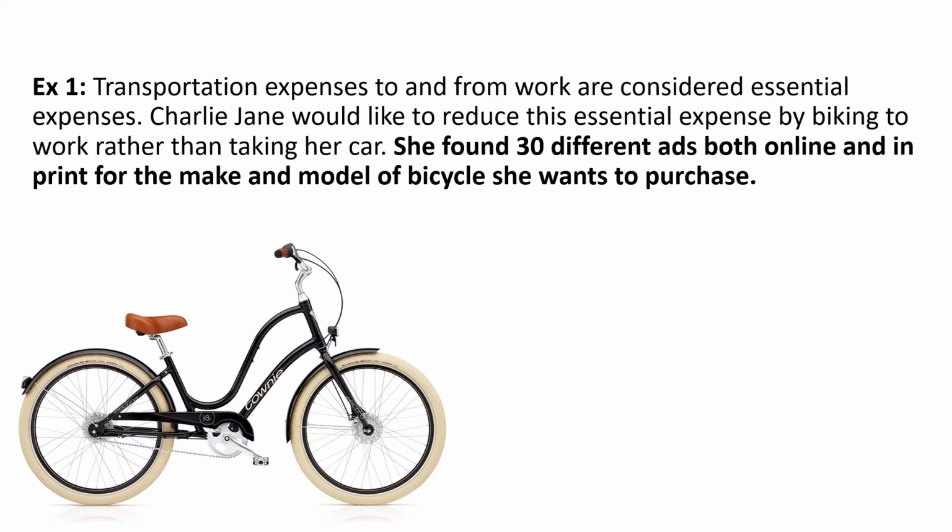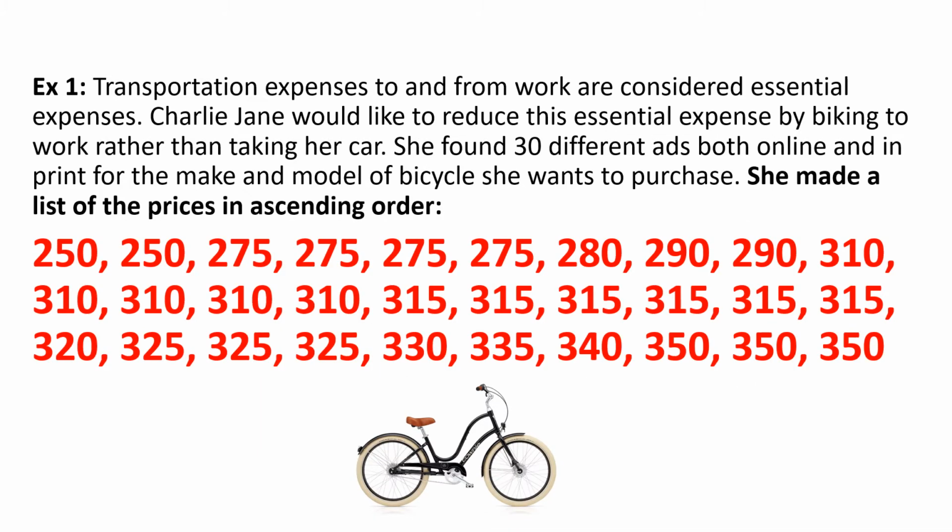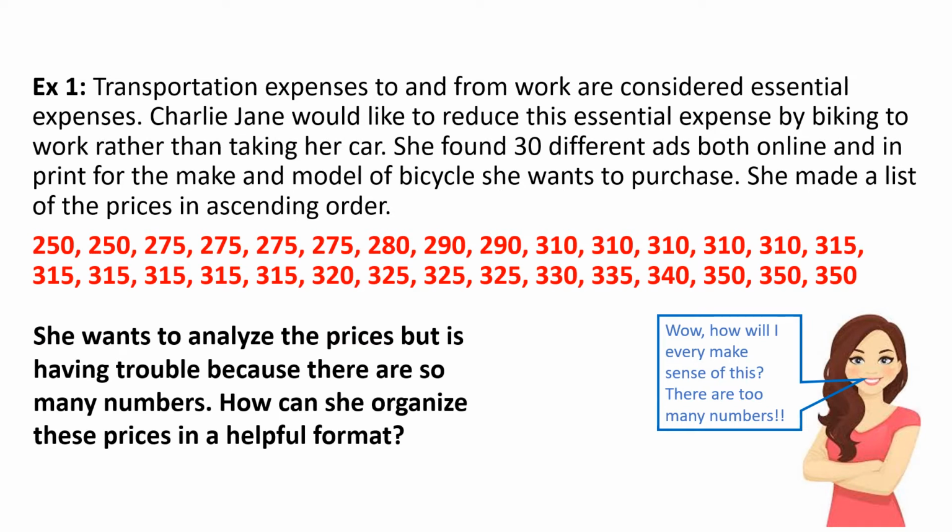She found 30 different ads, both online and in print, for the make and model of bicycle that she wants to purchase. She made a list of the prices in ascending order, ranging from $250 to $350. She wants to analyze the prices, but is having trouble because there are so many numbers. How can she organize these prices in a helpful format?